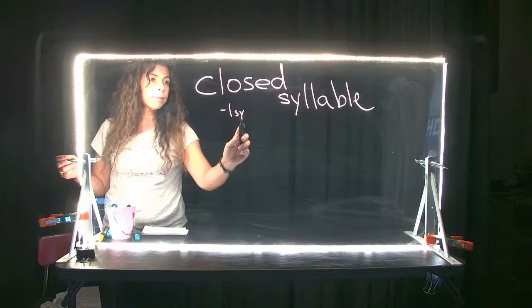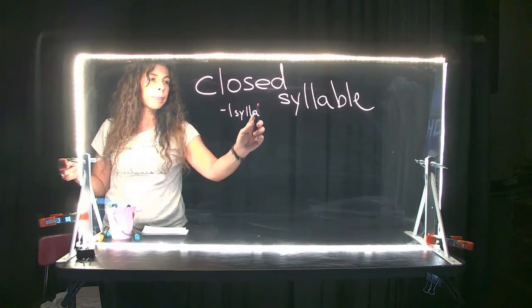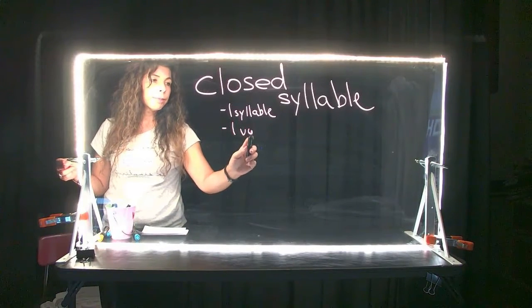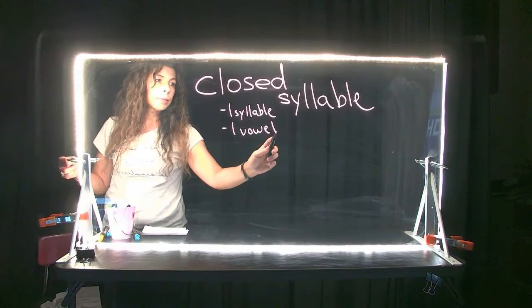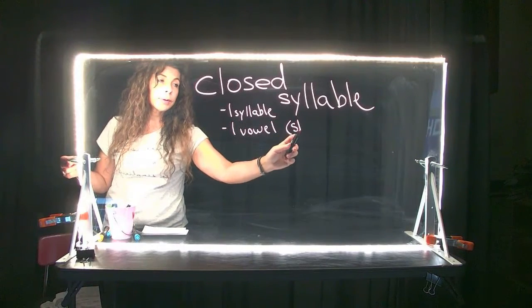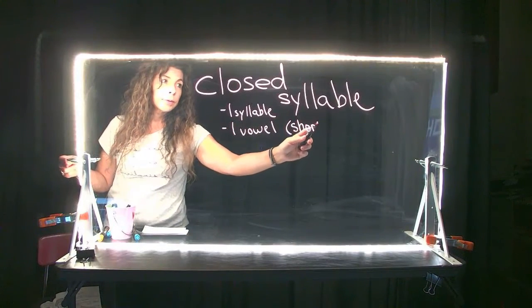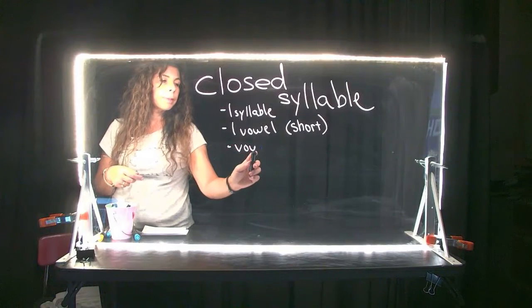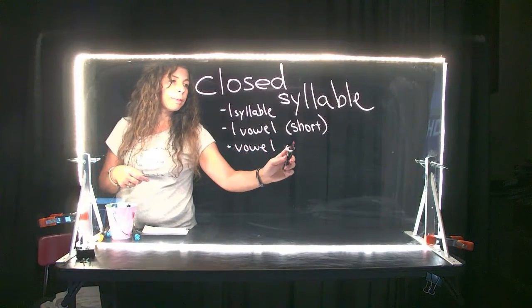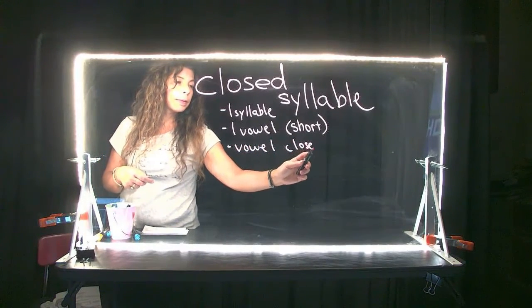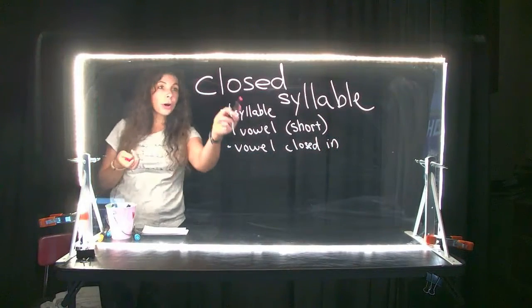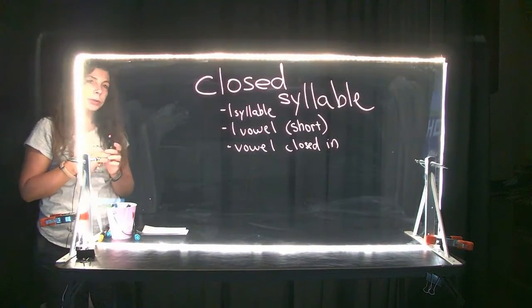One syllable, one vowel, short sound, and the vowel is closed in. So everything that we've talked about so far falls under this umbrella of the closed syllable, right?